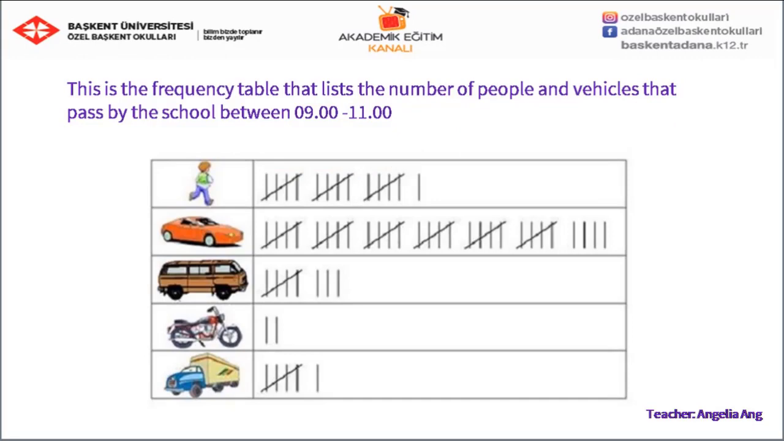Now let's see how many cars pass by the school between 9 o'clock and 11 o'clock. 5, 10, 15, 20, 25, 30, and 4 equals 34. There are 34 cars that pass by the school between 9 o'clock and 11 o'clock.